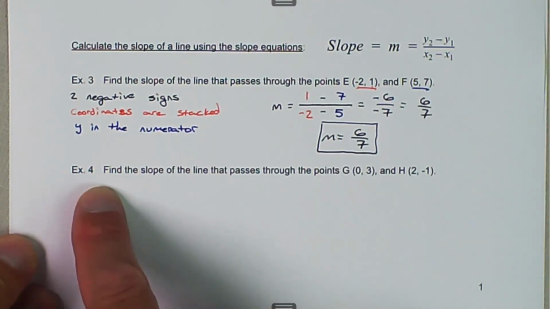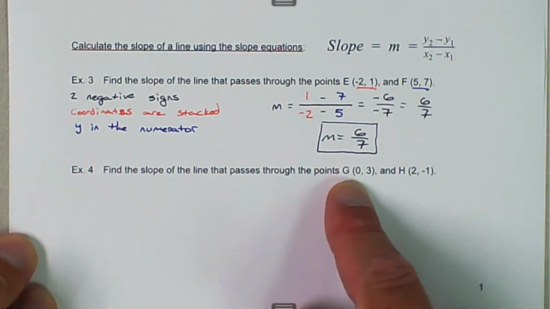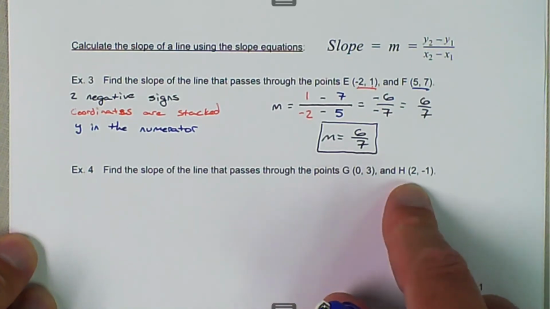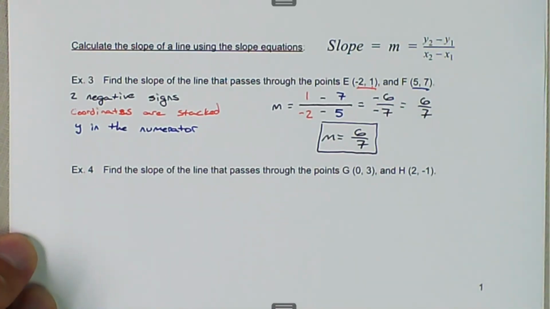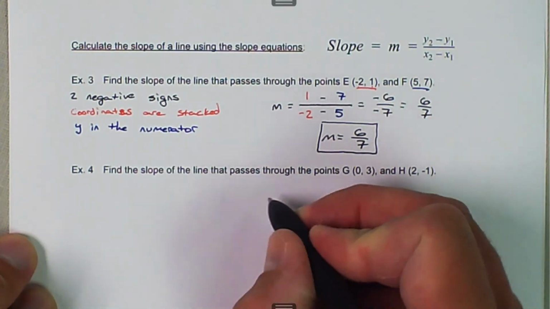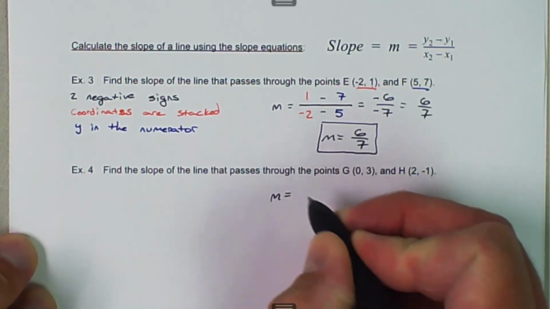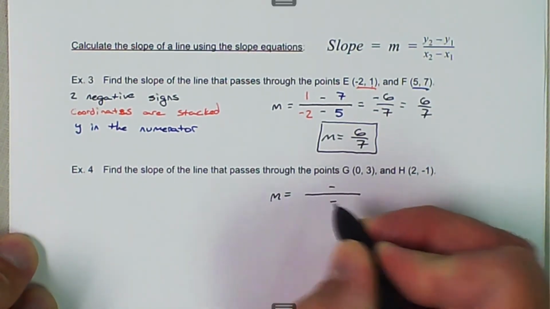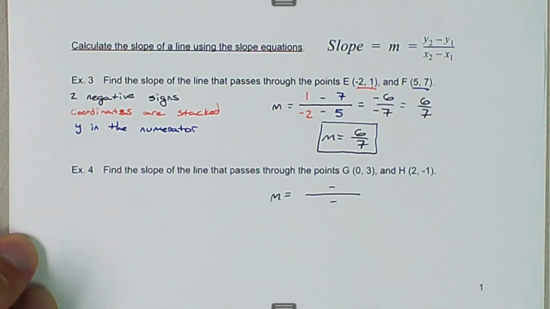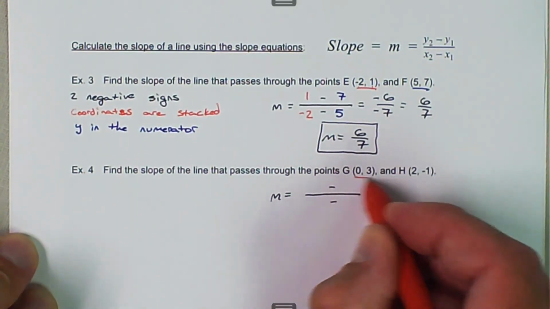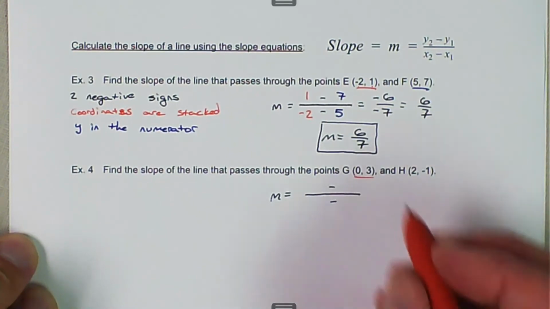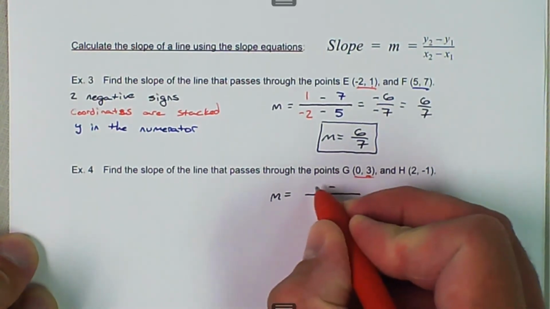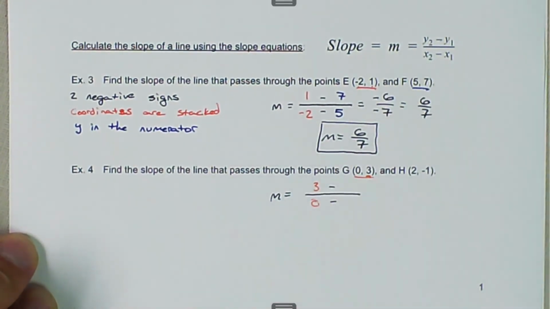So now we can do it again. This time, find the slope of the line that passes through the point 0, 3, and H, 2, negative 1. So I'm going to start out the same way. I'm going to write m equals, and I'm going to put my divide sign, and I'm going to put my two negative signs because that will never change. Next, I'm going to put in the first point with the y value going first, so 3 over 0.